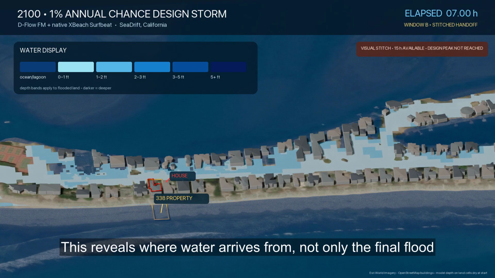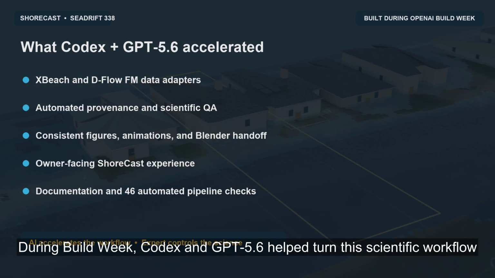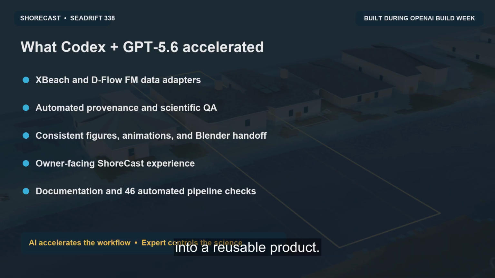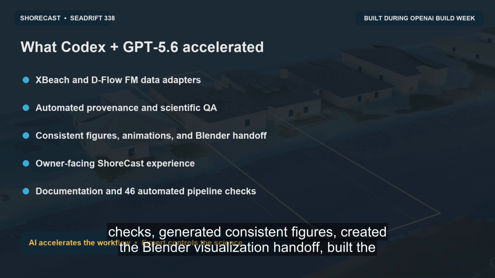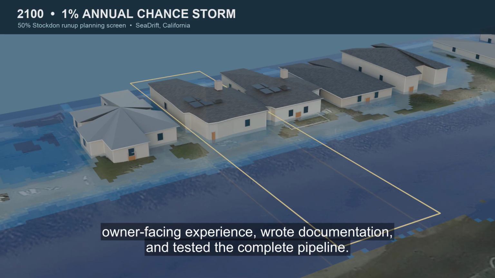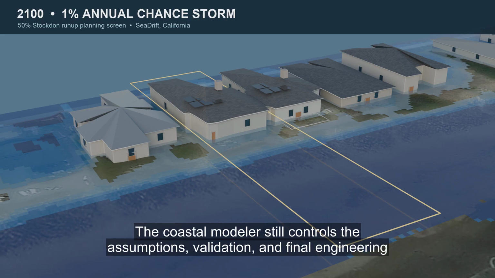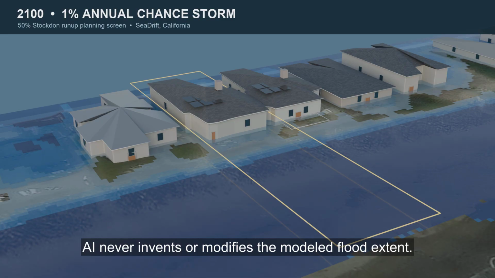During Build Week, Codex and GPT 5.6 helped turn this scientific workflow into a reusable product. They accelerated data adapters for XBeach and DFlow FM, automated quality checks, generated consistent figures, created the Blender visualization handoff, built the owner-facing experience, wrote documentation, and tested the complete pipeline. The coastal modeler still controls the assumptions, validation, and final engineering interpretation. AI never invents or modifies the modeled flood extent.